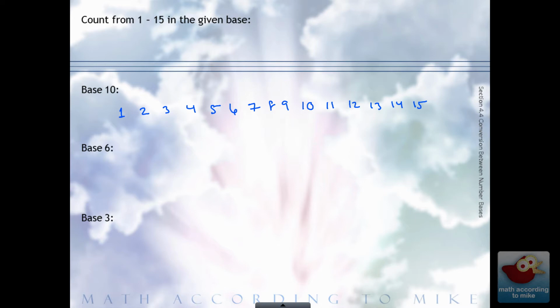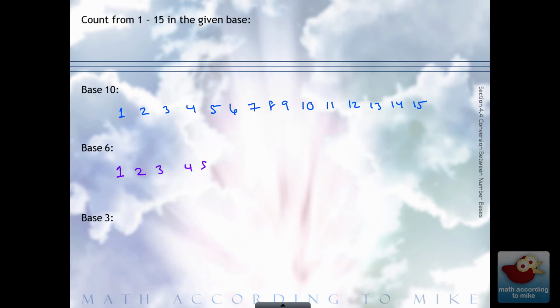All right, so now let's use the other bases. In base 6, you are only allowed to use the digits 0 through 5. So whatever the base is tells you also the number of symbols you have. So base 6 has 6 symbols, 0 through 5. Since we're starting off at 1 here, these will look the same. 1, 2, 3, 4, 5. But we've hit the top.